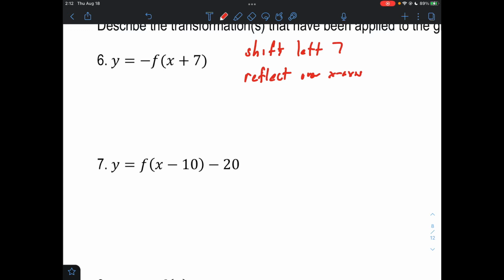Number 7, again, we see 2 transformations, the minus 10 and the minus 20. So first we would do the shift right 10, and then the shift down 20. Remember that for the vertical shifts, we go the same way the sign is telling us to go. But for horizontal, we go the opposite way.